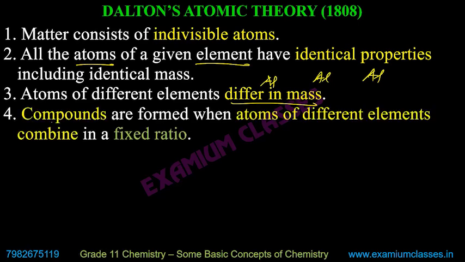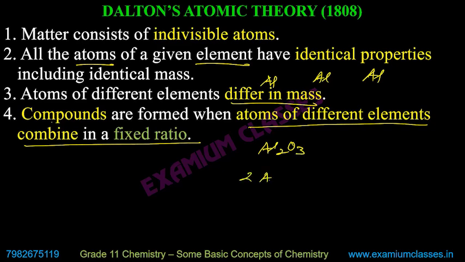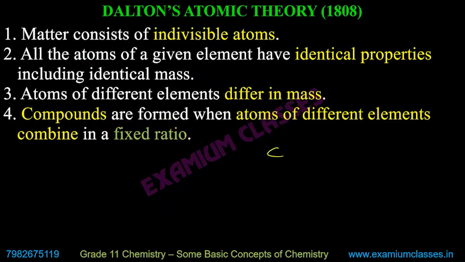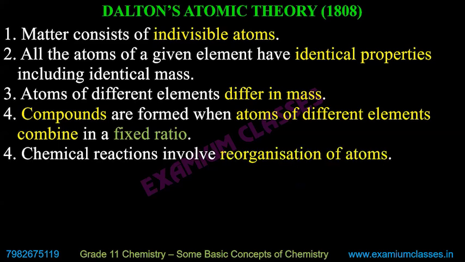Compounds are formed when atoms of different elements combine in a fixed ratio, which is something you already know. Al2O3, for example, has two aluminium atoms and three oxygen atoms combined. So it is a 2:3 ratio, always a fixed ratio for this compound. Carbon dioxide, 1:2, fixed ratio always. So for a compound, this ratio will always be fixed.